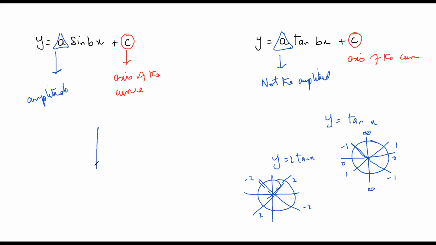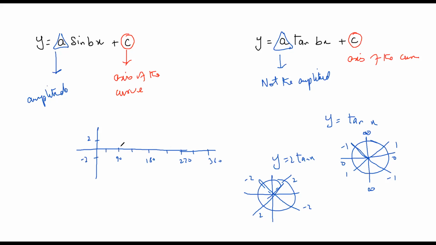So suppose you want to sketch the graph of y equal to 2 tan x. This would be something like this. Instead of 1, I'll write 2 over here, and I'll write minus 2 over here. And then I have 45 degree intervals, like this.